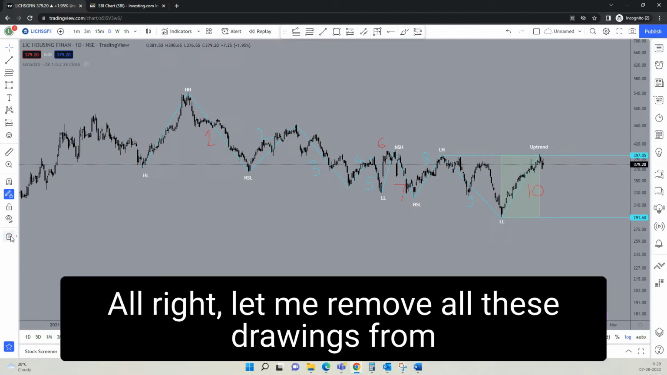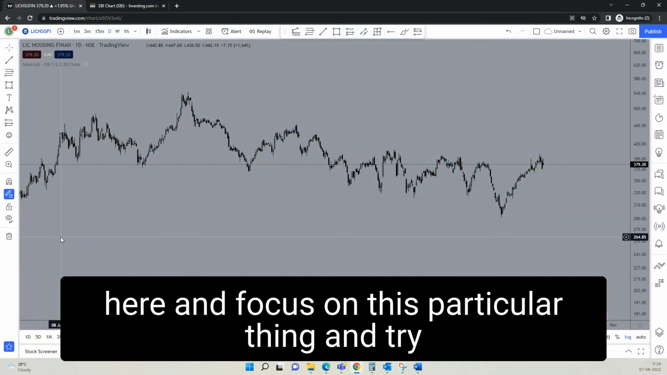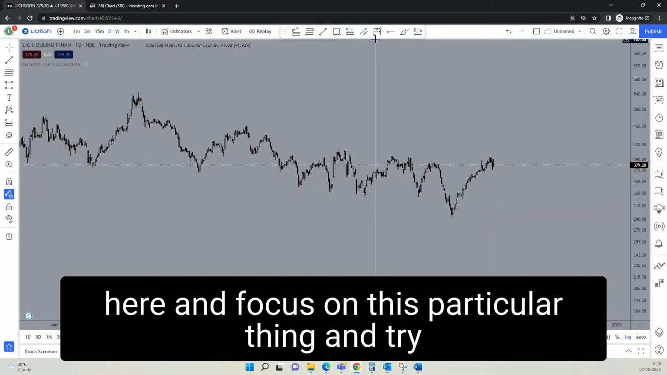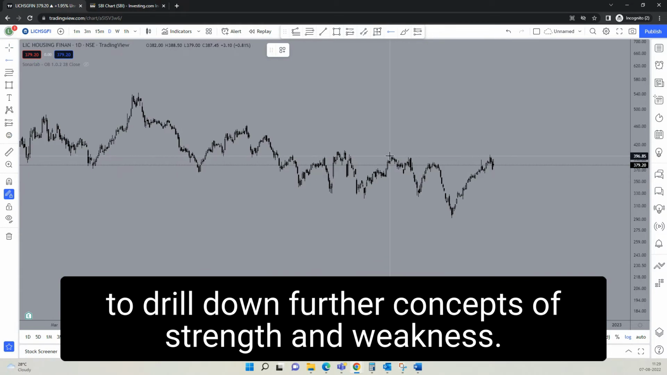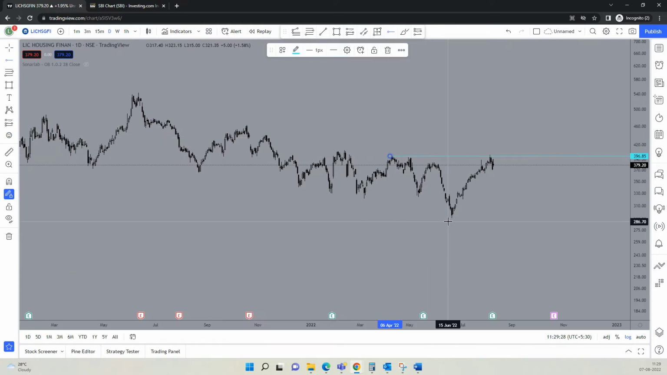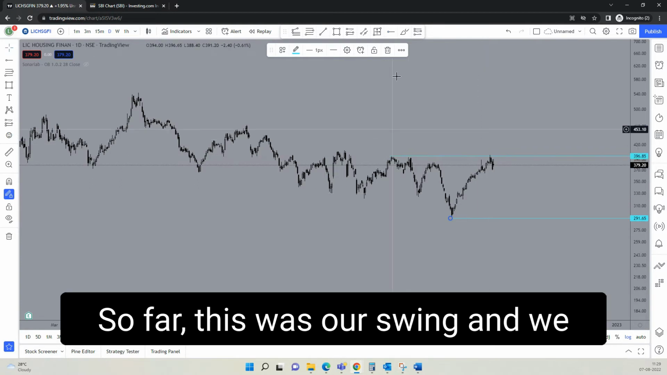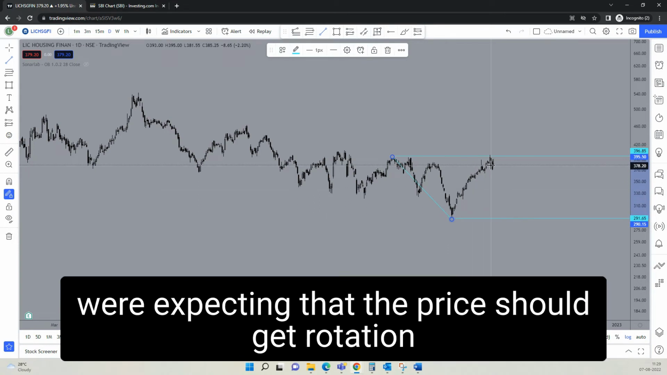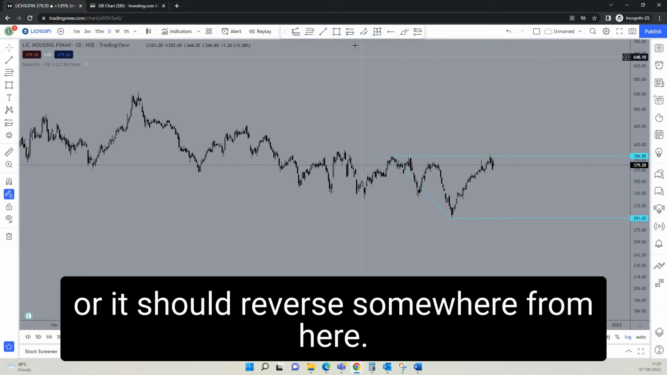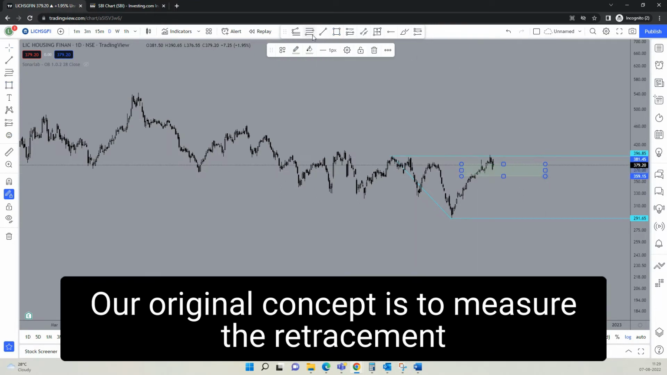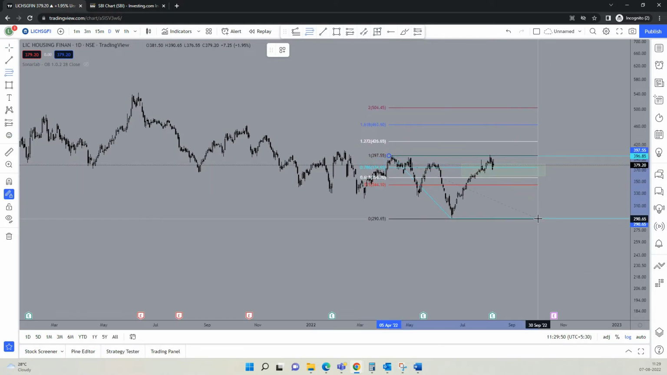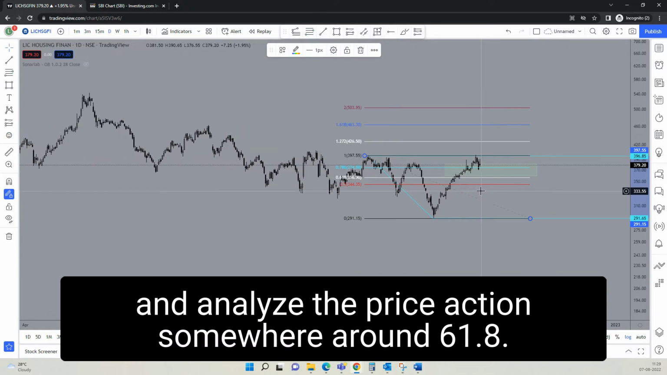All right, let me remove all these drawings from here and focus on this particular swing and try to drill down into further concepts of strength and weakness. So far, this was our swing, and we were expecting that the price should get a rotation, or it should reverse somewhere from here. Our original concept is to measure the retracement and analyze the price action somewhere around 61.8.